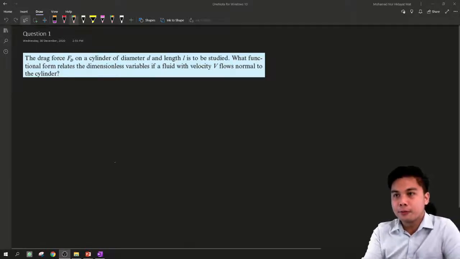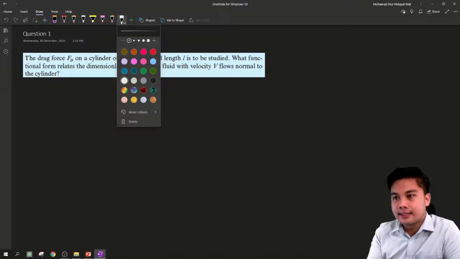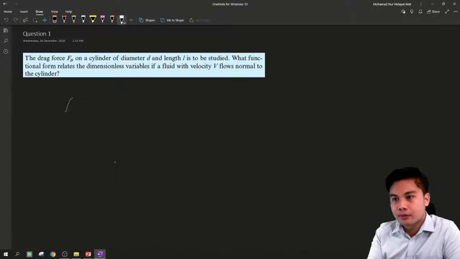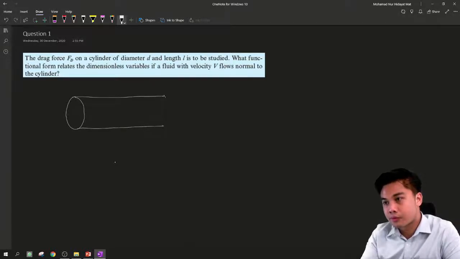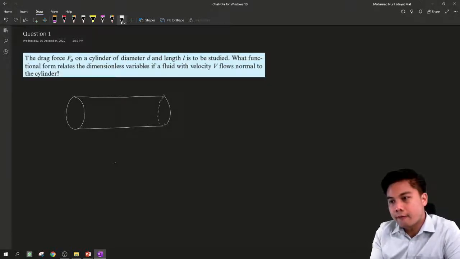First, we have to imagine that this is the flow through the cylinder. And we have the L given here. This is L, and this is D, the diameter of the cylinder.